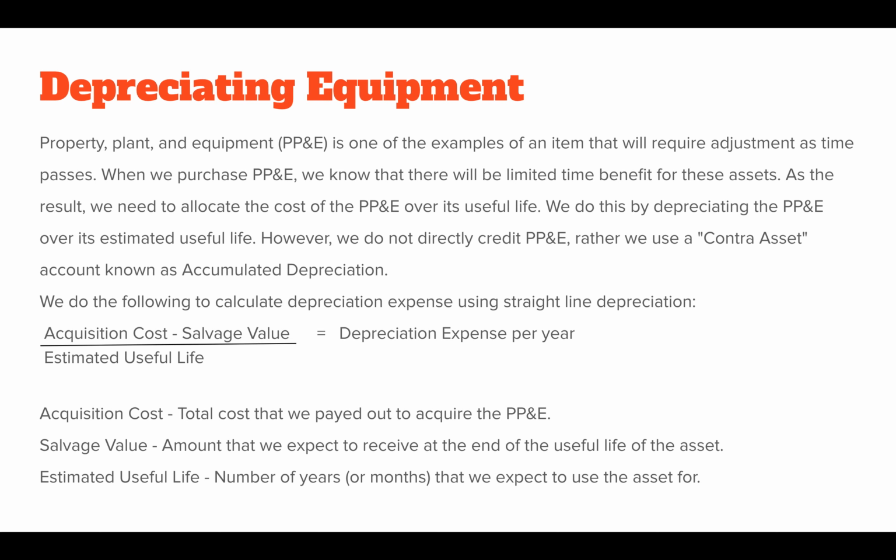We do the following to calculate depreciation expense using the straight line method. We take our acquisition cost minus salvage value over estimated useful life, and that will give us the depreciation expense per year. The acquisition cost, that's the total cost that we paid out to acquire the property, plant, and equipment. Salvage value, that's the amount that we expect to receive at the end of the useful life of the asset. Estimated useful life, that's the number of years or months that we expect to use the asset for.